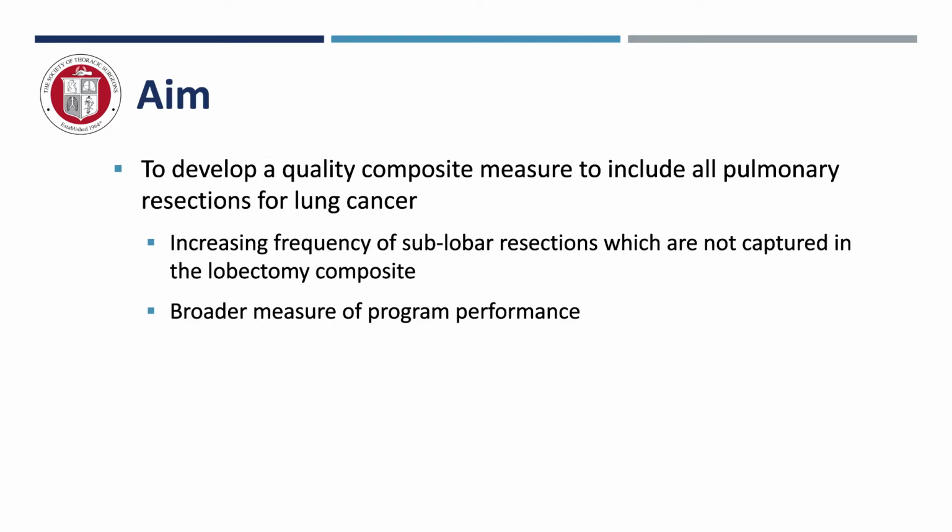The aim of the Pulmonary Resection Composite project was to develop a quality composite measure that would include all pulmonary resections performed for lung cancer. Two main reasons to undertake this initiative were first, that there have recently been an increasing frequency of sublobar resections performed for early stage cancers, namely wedge resections or segmentectomies. These procedures are not captured in the lobectomy composite and thus are not included in risk-adjusted feedback programs. Second, an overall pulmonary resection composite provides a broader measure of program performance in lung cancer surgery.